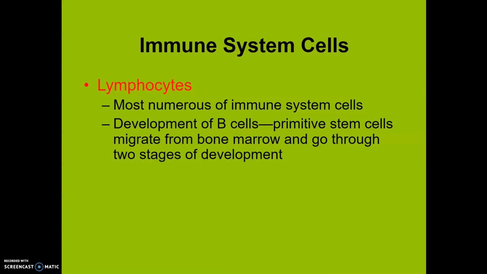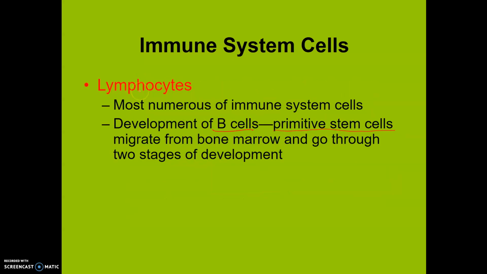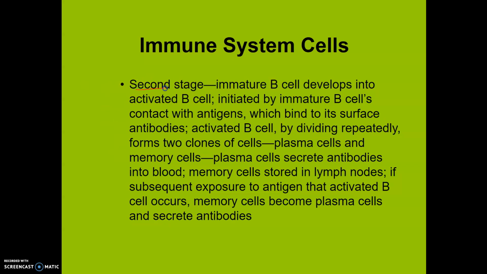Lymphocytes are the most numerous types of immune cells. They become B cells. B cells are in the form of memory B cells or plasma B cells, which we'll get to in a minute. But B cells start out as really primitive stem cells in the red bone marrow, and they go through several stages of development. In the first stage, they're still kind of immature. In the second stage, at the very beginning, those immature B cells become active B cells, okay?